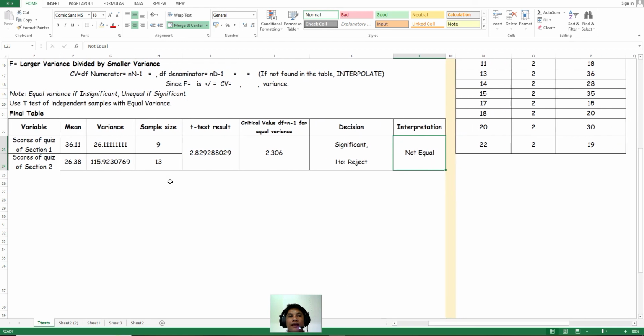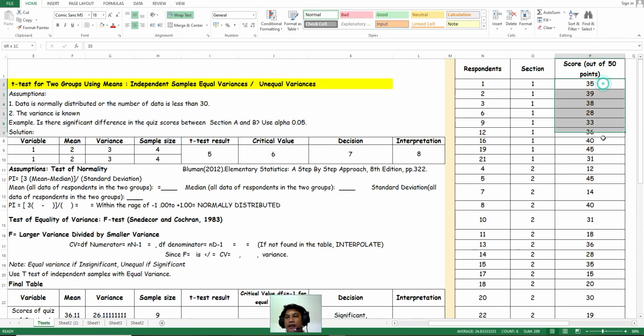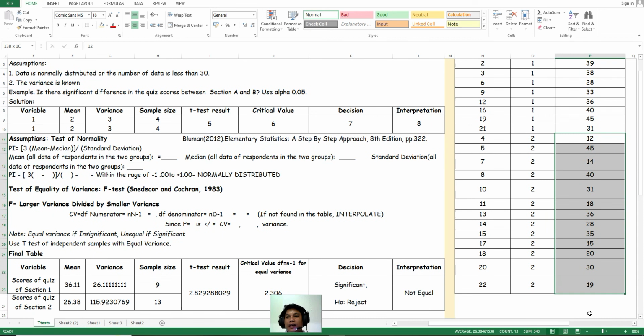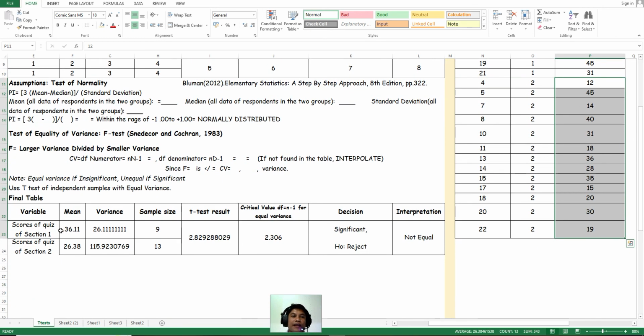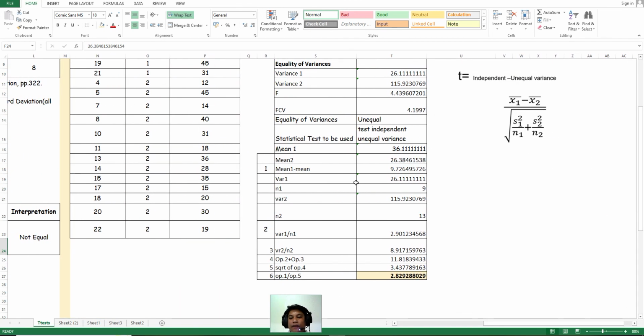If you go back to the mean, obviously the first group, 36.11, has the bigger mean compared to the second group. So section A, though they are only 9, has the bigger mean compared to the other group. Therefore, we can say that they are not the same. Significantly, A is greater than B, or group 1 is greater than group 2. Okay, so that is on how to use the t-test using unequal variance. Thank you very much.